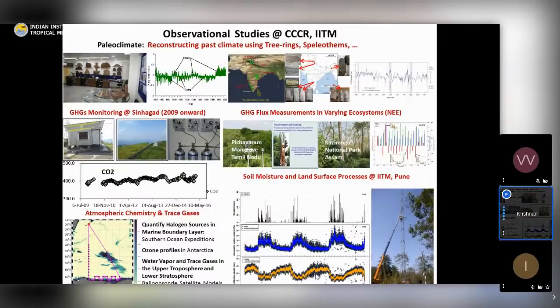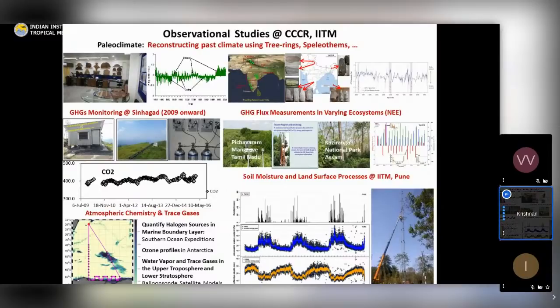And we are also making measurements of soil moisture and land surface processes at IITM Pune using what is known as a COSMOS soil moisture measurement system. And this has been going on. It's a very high resolution data for almost last 3 years. We have made this measurement trying to understand the land surface interactions, how the changes in the monsoonal precipitation affect the soil moisture and its feedbacks and the impacts on temperature variations in the region, including extremes.